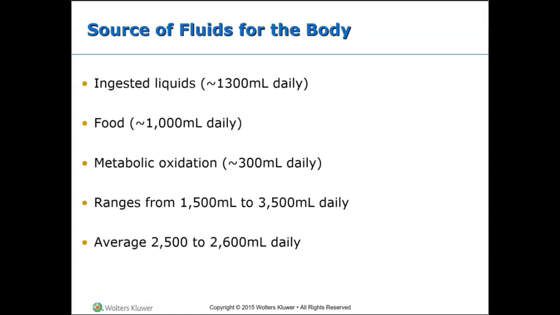We get our fluids from various sources. Most of our fluid is gained through the ingestion of liquids, from us consuming liquids. Fluid is also contained in the foods we eat. Also, there is something called metabolic oxidation, which is a chemical process that breaks down carbohydrates and also provides fluids to the body. Intake varies depending on the person and circumstances. The average range is about 1,500 to approximately 3,500 milliliters per day, and the average is about 2,500 or about 2,600 milliliters per day.